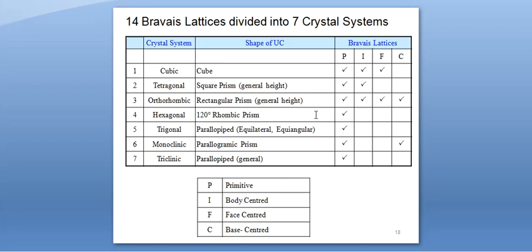P represents primitive, I represents body centered, F represents face centered, C represents base centered. Primitive means simple. So this is the table which represents the Bravais lattices, divided into 7 crystal systems. This is a very important question: draw the Bravais lattices for these 7 crystal systems, very important.